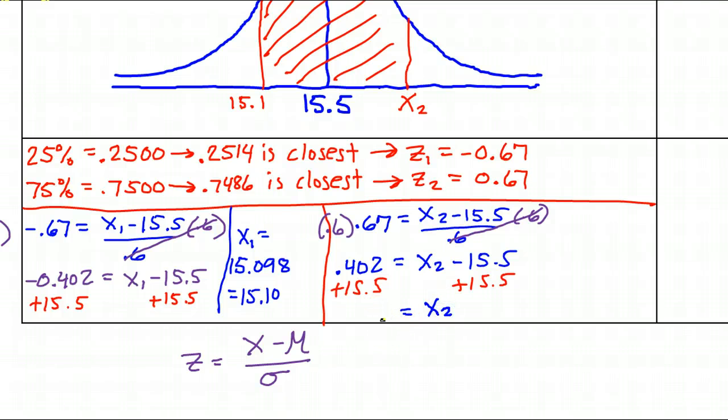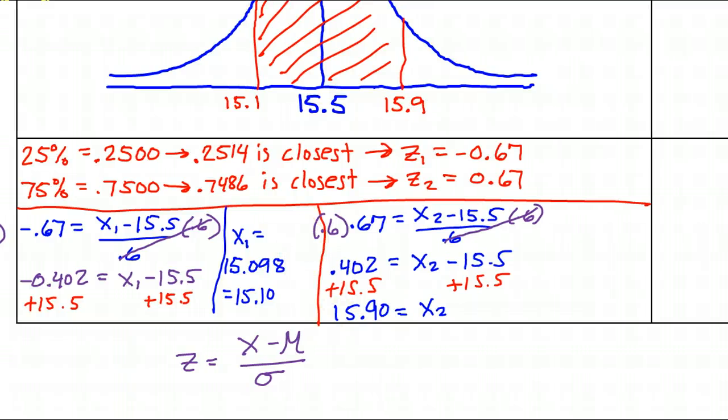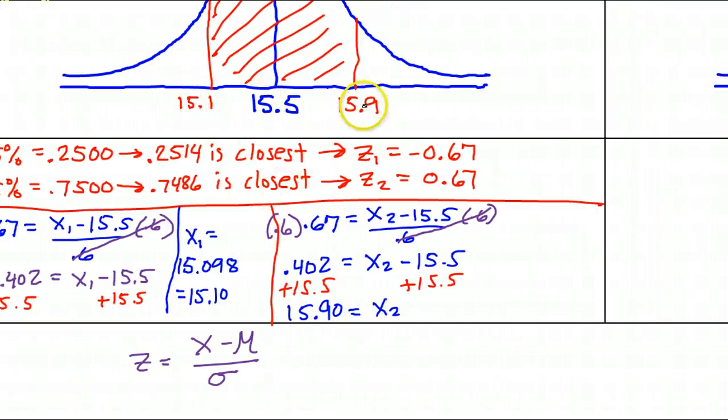So plus 15.5. I'm getting 15.902. So that's 15.90. Okay, so that's my other x value. So I have my x1 and my x2. So let's put that on the picture. 15.9. Okay, and that's it. These two next sizes will answer the question for me.